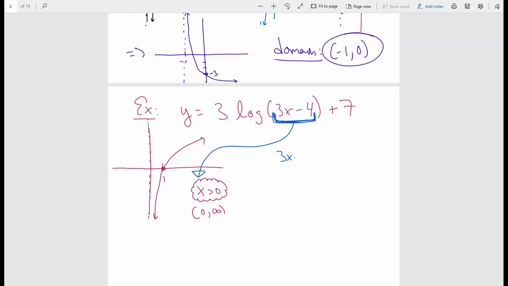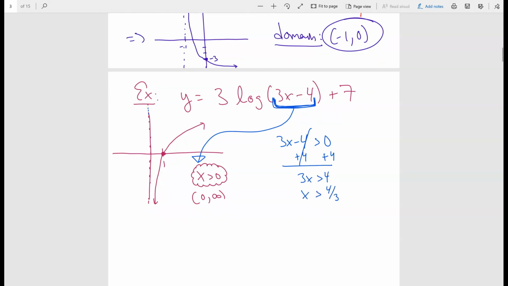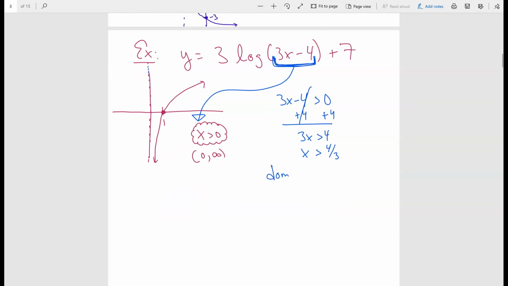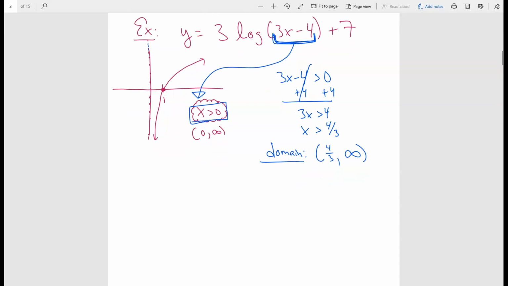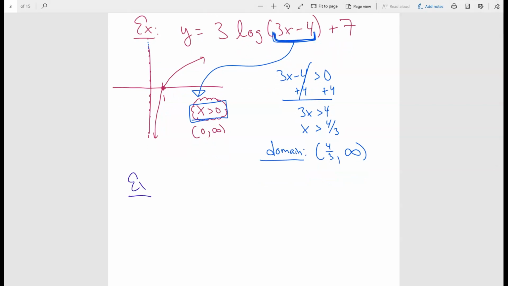So that's going to be 3x minus 4. It's going to be greater than 0. And I'm going to solve for x. I'm going to add the 4 over. 3x is greater than 4. Divide by 3, x is greater than 4/3. So that tells me that my domain is going to be all numbers that are greater than 4/3. So starting at 4/3 and then going all the way to infinity. Okay? So using this little thing, we can immediately figure out the domain without having to graph it. Okay, so we kind of have a general gist of what it might look like. So find the domain of this guy. Find the domain.